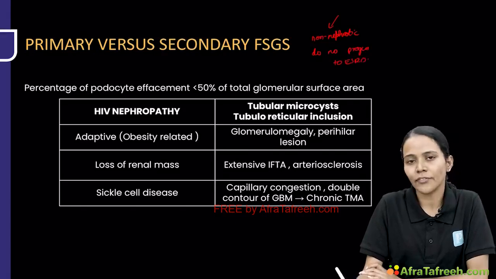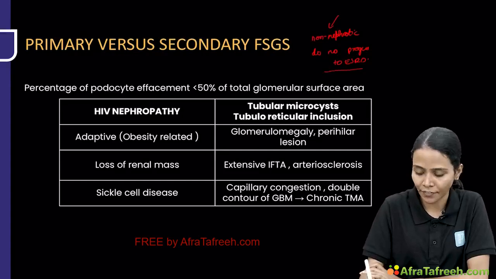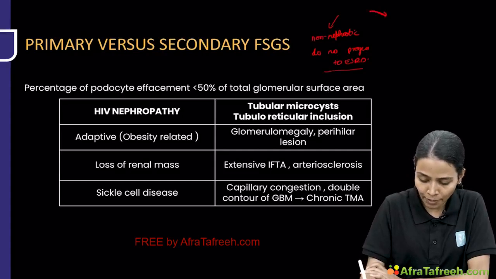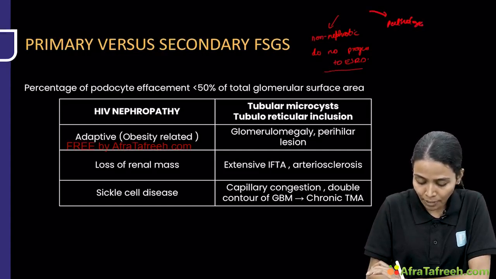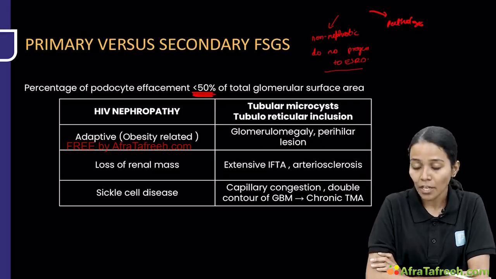So there is going to be non-nephrotic proteinuria, and these patients generally do not progress to ESRD. This is the clinical feature. So how do we recognize pathologically? First of all, in secondary, the podocyte effacement is going to be less than 50% of total glomerular surface area.